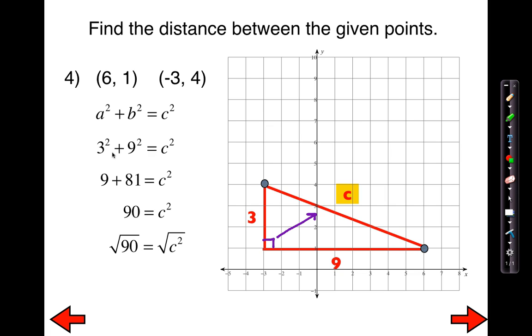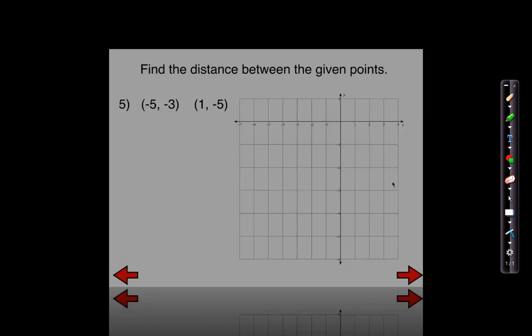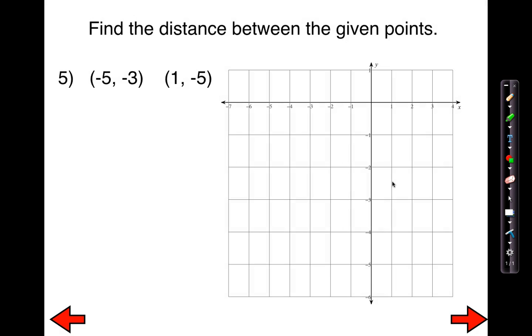Since the square root of 90 is not a perfect square, we're going to have to, again, estimate to the nearest tenth. So I'm going to go ahead and figure that out for you already and say that C is approximately 9.5 units. Okay, 9.5 units. So now I'm going to have you pause the video and try numbers 5 and 6 on your own.